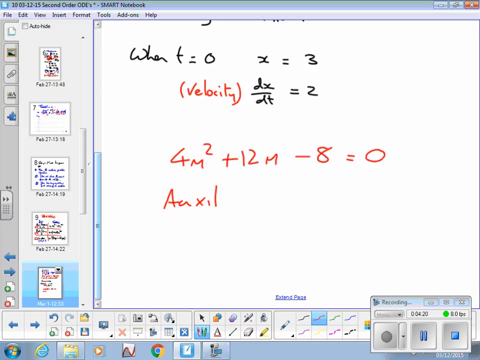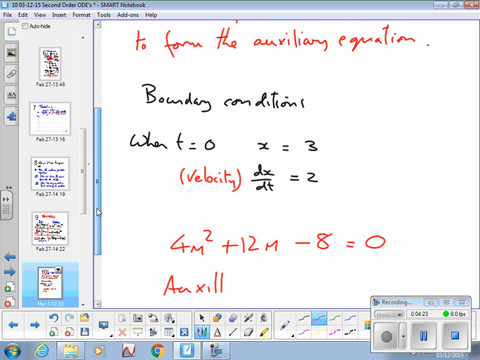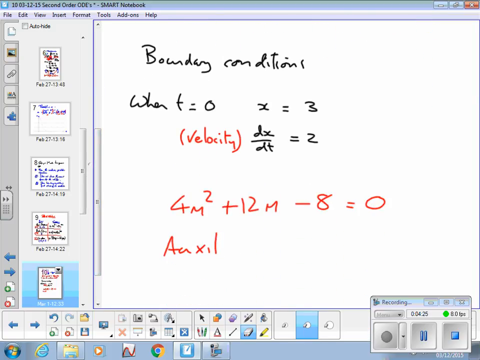So there's nothing to do. Well, how do you spell auxiliary? Equation. So there's nothing to do, it's just literally write it down, replace the differential with m. So it looks like a quadratic equation, and then we solve it. Well, there's no differential in the 8, so there's no m, so it's just a number.